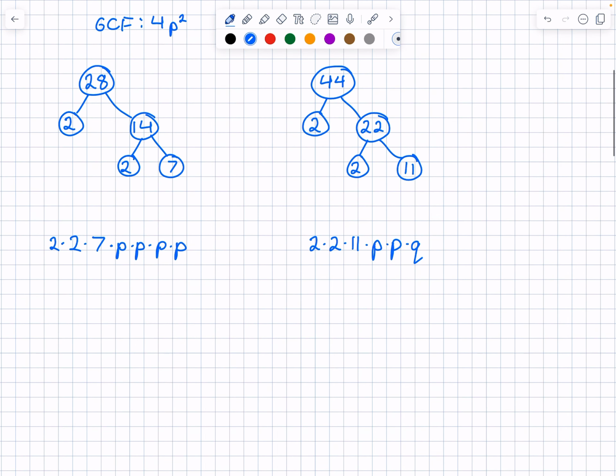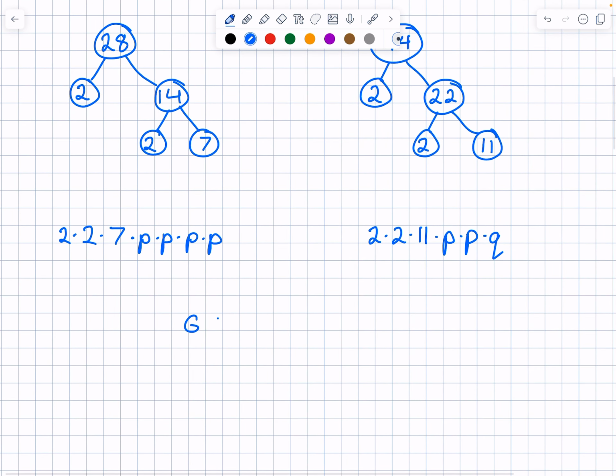What you can do now is just make sure that your GCF, your greatest common factor, has one of everything they have in common. So let me give you an example. They both have a 2, so I'm going to cross it off and I'm going to write 2. And then look, I see another 2. They both have another 2, so I'm going to write another 2. I cannot do a 7 because this guy does not have a 7. And I cannot do an 11 because this guy does not have an 11. So they don't have a 7, they don't have an 11 in common.